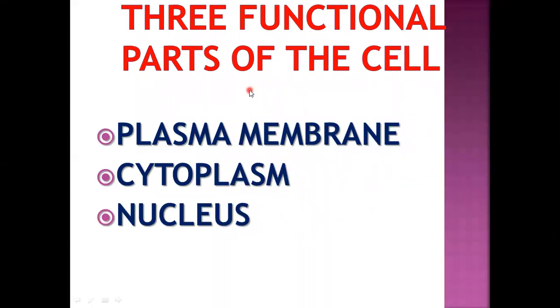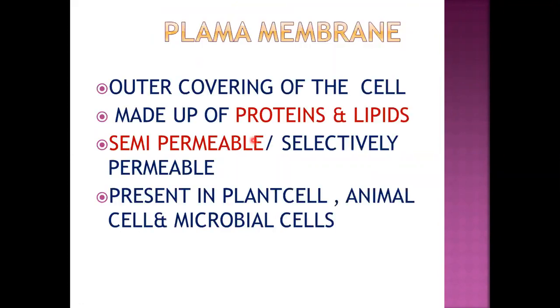There are three functional regions or functional parts of the cell, which are: first one plasma membrane, then cytoplasm and nucleus. So the functional regions of the cell are plasma membrane, cytoplasm and nucleus, and these have their own structure. So let us first learn plasma membrane.